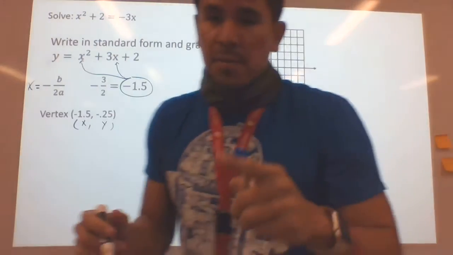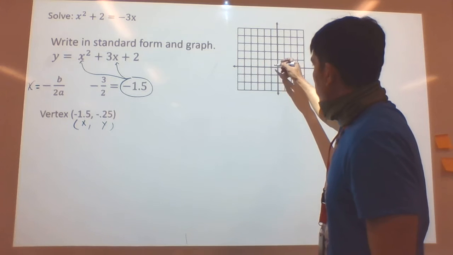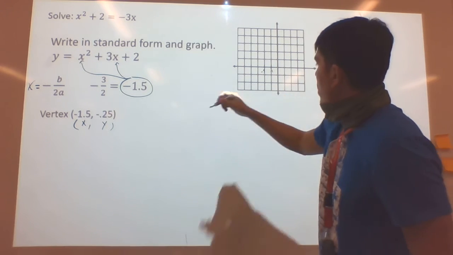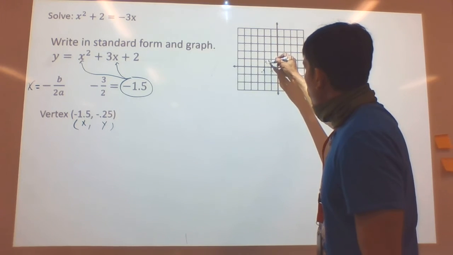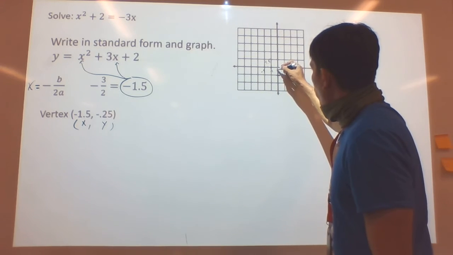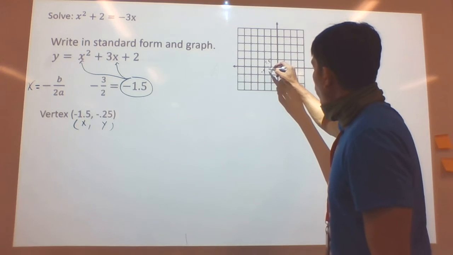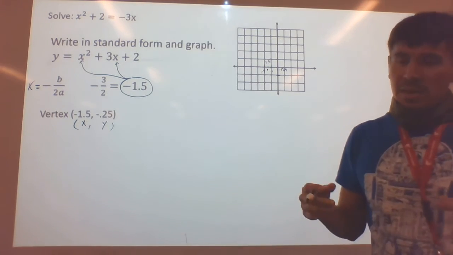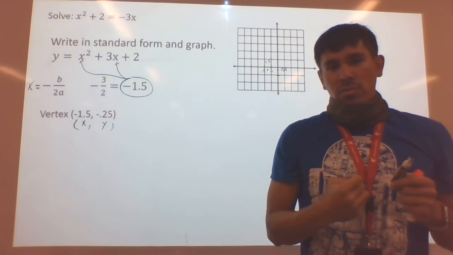Now, to find out if this crosses, let's find out where the vertex is. It's going to be at negative 1.5, so right there. We have the vertex there at negative 1.5, and we go down 0.25, so it's right here, negative 0.25. My a value is positive, so it's going to open up. If it opens up, I know I'm going to have two solutions.